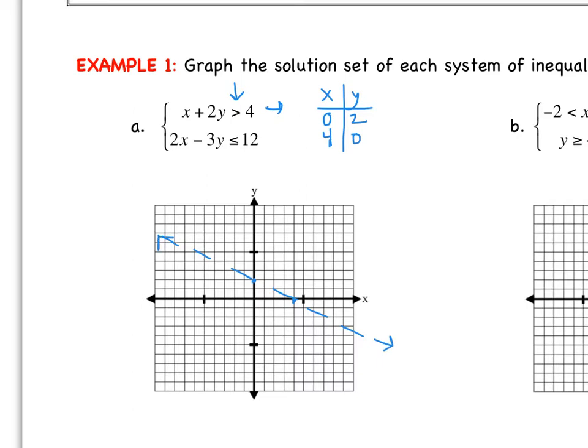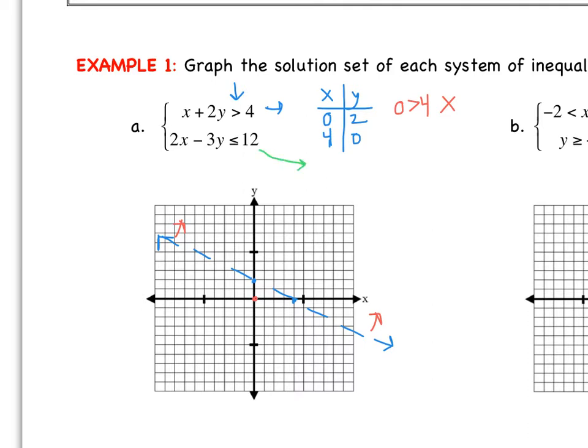Now, I'm just going to test a point again to determine where I'm going to shade. I'm not quite going to shade yet. So because the point 0, 0 is not on our boundary, I can test that point. Okay, so when I do test, I get 0 plus 2 times 0. So I get 0 is greater than 4, right, which is false. So we're going to shade above this line. So I'm just going to make a note right now, because if we start shading, things can get kind of ugly, okay, and confusing.